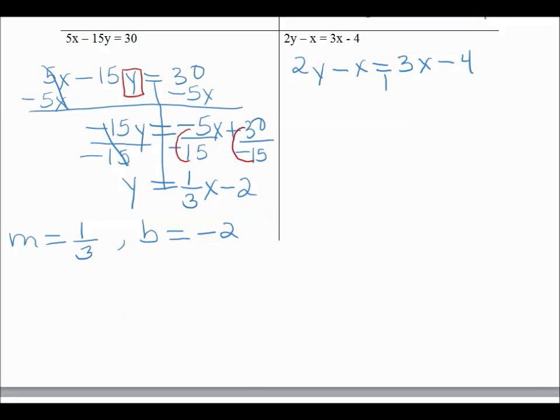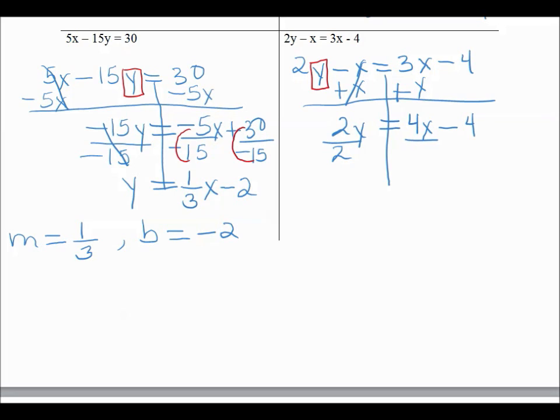I know that my goal is to isolate the variable y. So in order to do that, I need to get rid of this minus x. So I'll do the opposite and say plus x to both sides of the equation. Now this time on the right, you'll notice that I have something to combine. I have 3x plus x. I can combine that. That leaves me with 4x, and then I'll bring down the minus 4. I'll divide everything by 2.